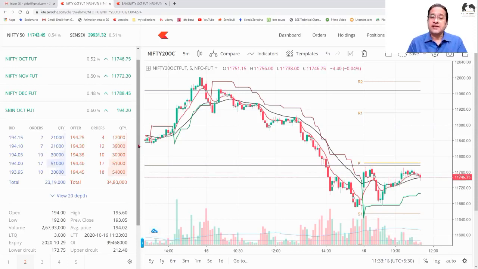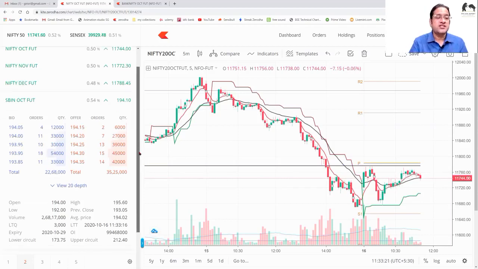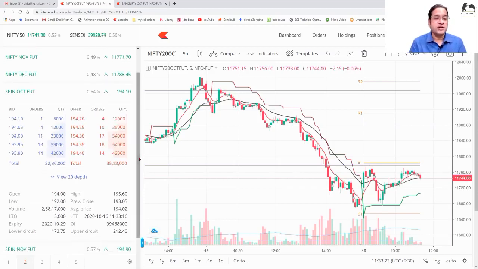Now I'll come back to the index and explain how weekly options are also there. I'll definitely touch upon the weekly options also, but before that, let's try and understand this. Here again, as you can see, look at the volume: 2 crore 68 lakh 17,000 is the volume so far with October futures. And look at the open interest: it's about 9 crore 46 lakh 68,000 with the SBI October futures.